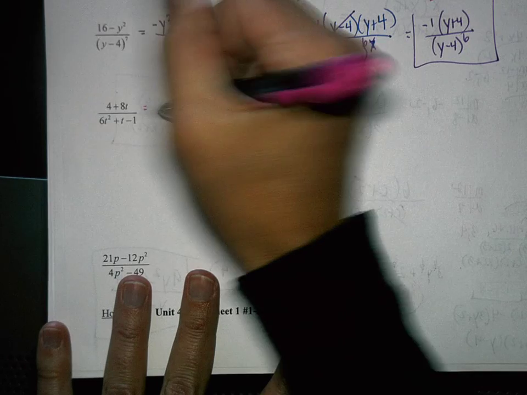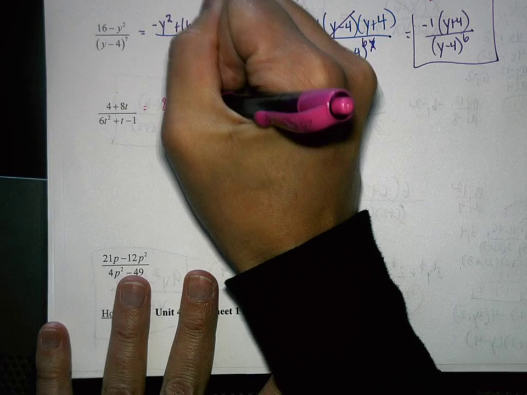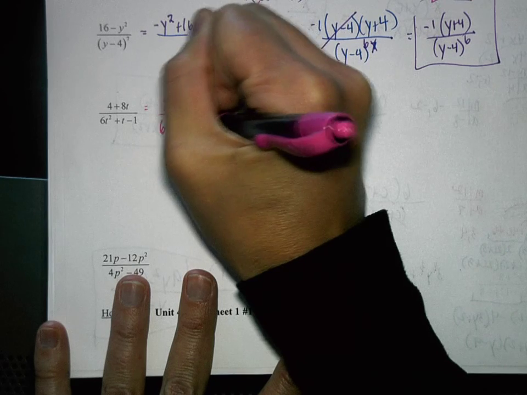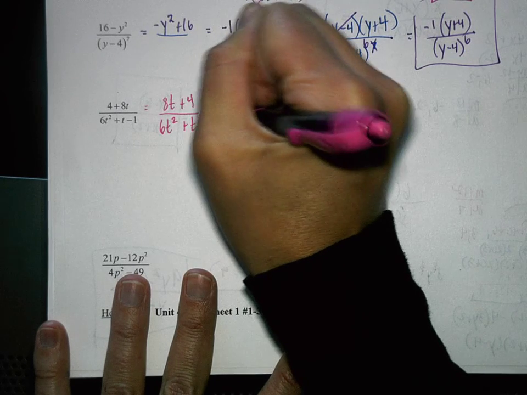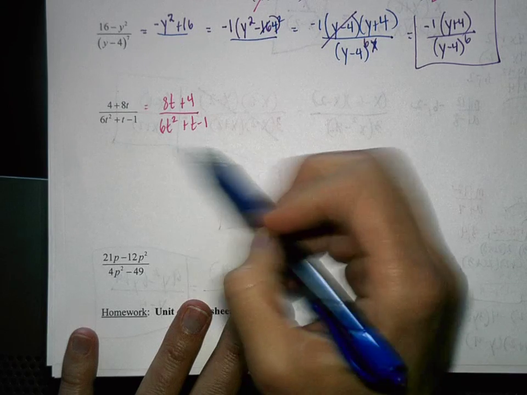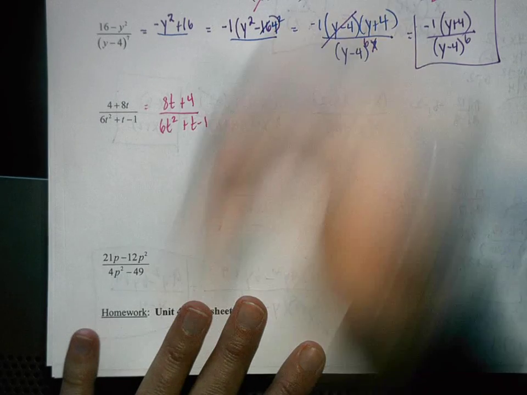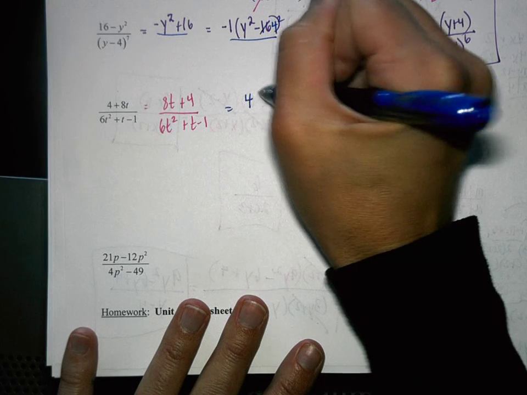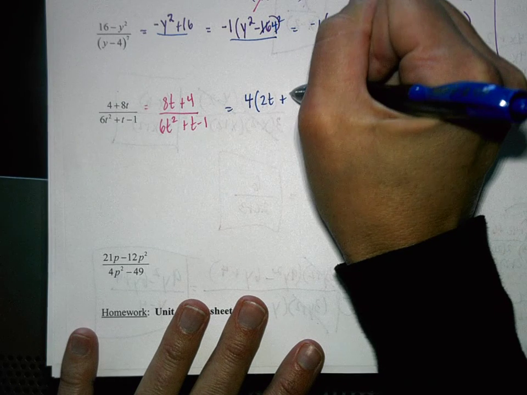And so I would rewrite this as 8t plus 4, so it's in descending order. And then 6t squared plus t minus 1 is in descending order. So this is a 2-term and a 3-term. So for the 2-term, GCF, we can factor out a 4, and we're left with 2t plus 1.